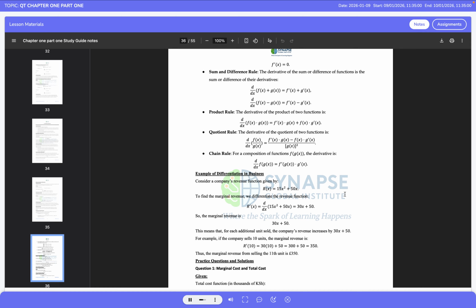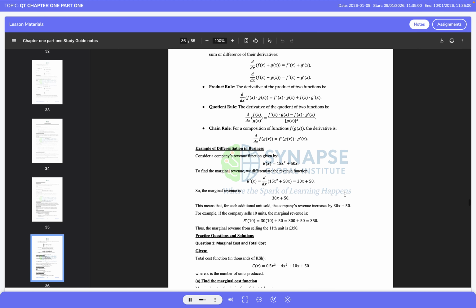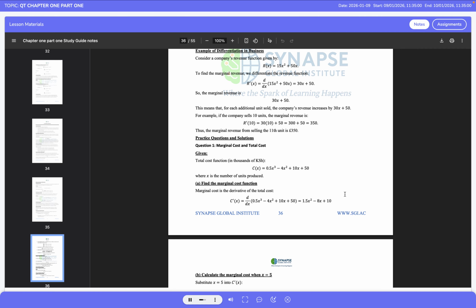To illustrate differentiation in a business setting, consider a revenue function given by R(x) = 15x² + 50x. Differentiating this function gives marginal revenue equal to 30x + 50. This means that for each additional unit sold, revenue increases according to this expression. If the company has sold 10 units, substituting x = 10 gives marginal revenue equal to 30 × 10 + 50, which equals 300 + 50, giving 350. This means that selling the 11th unit increases revenue by £350.